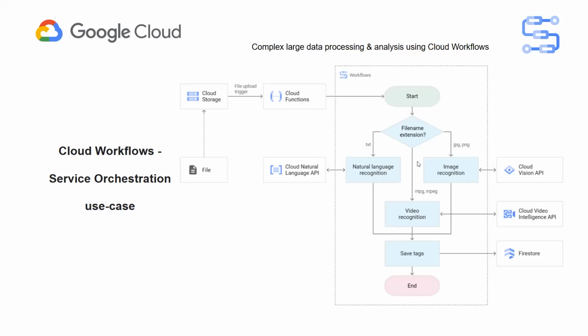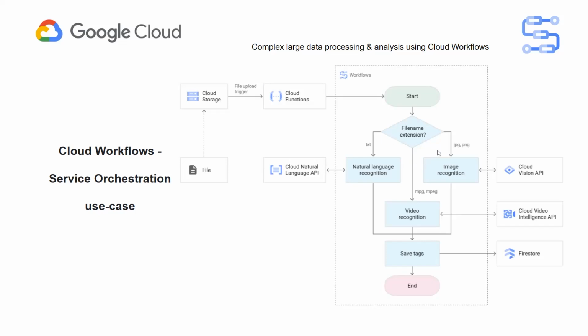If the file extension is .txt, the workflow integrates with the Cloud Natural Language API to perform natural language recognition or sentiment analysis. This allows you to quickly and easily extract the important information from the text document, such as key phrases, sentiment analysis, and entity recognition.